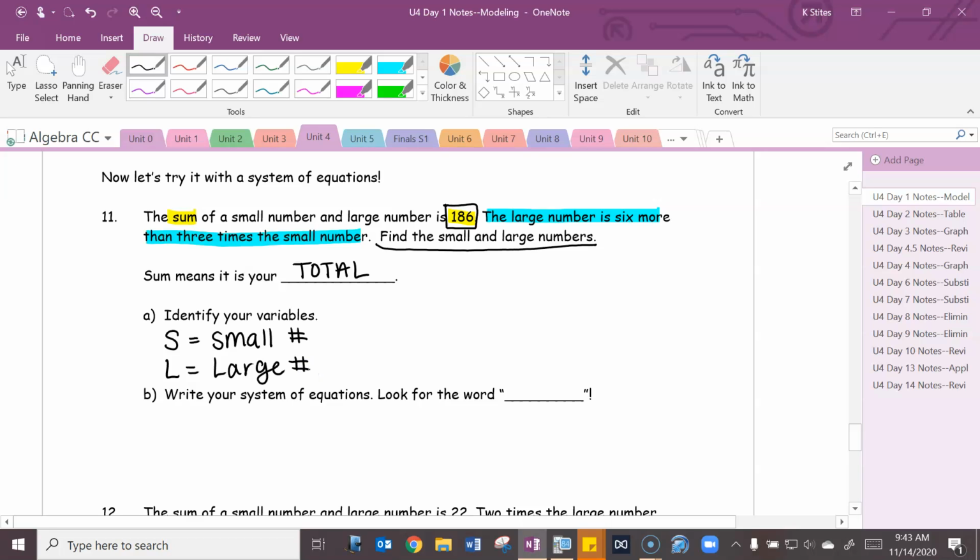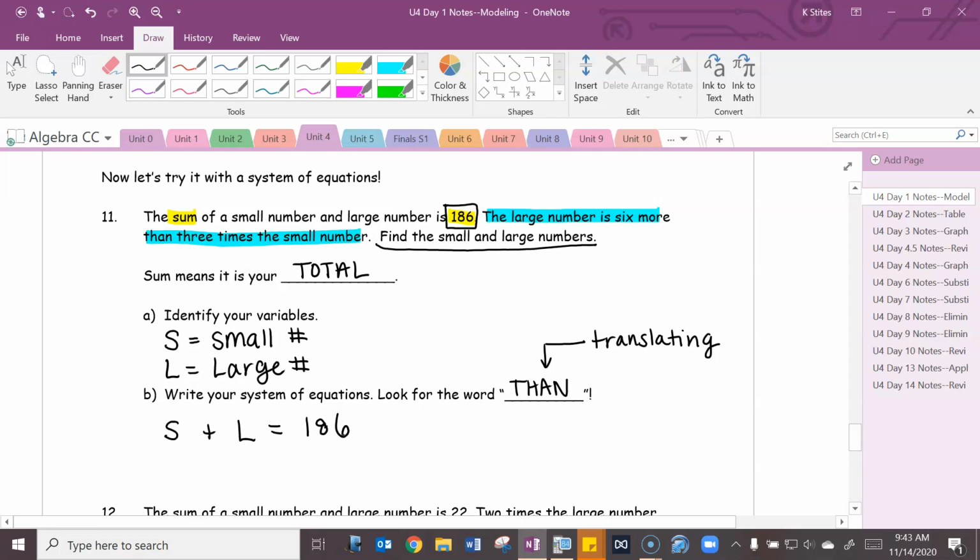When you write your system of equations, the word you want to look for is the word than. When you see than, this tells you you're going to be translating, just like we did on the previous page. The first equation is just like we did in the previous type of problem. 186 is our total. We're going to add our small number and our large number, and our total is 186.